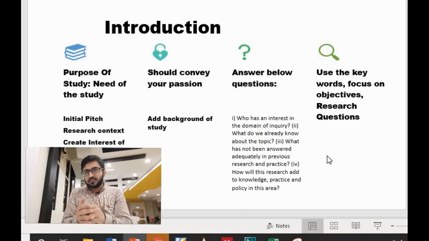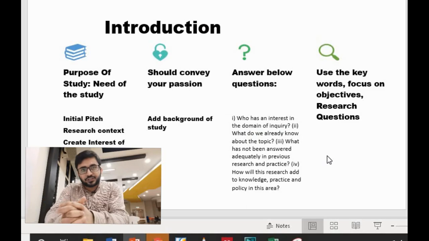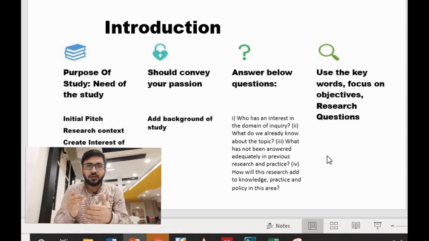So after the title, the first thing is the introduction of your proposal. What should you include in the introduction? The introduction actually tells the purpose of the study. It is the initial pitch. It tells the research context and creates interest for the readers. For example, I will give you an example.